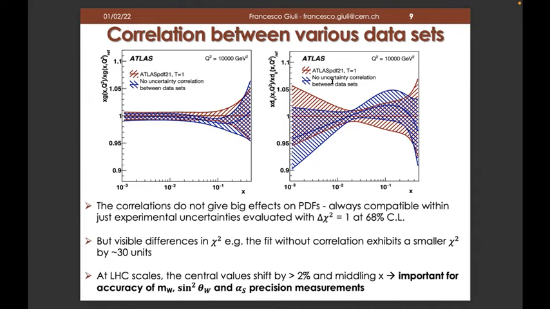You can see a difference in the central value when we are not including the correlation between the various datasets. You can see the shift, particularly in the d-valence case, of about 2% or sometimes even more, and also a change in the distribution in the medium x region. So the key message of this paper is, if we want to perform an accurate measurement of a fundamental parameter like MW, sin squared theta W, or alpha S, we need to take into account correlations in the systematic uncertainties in a proper way.